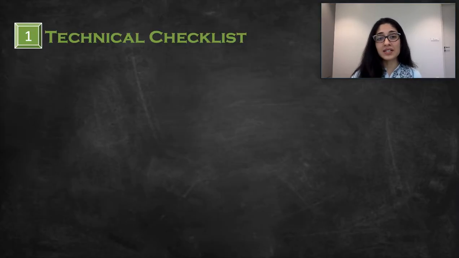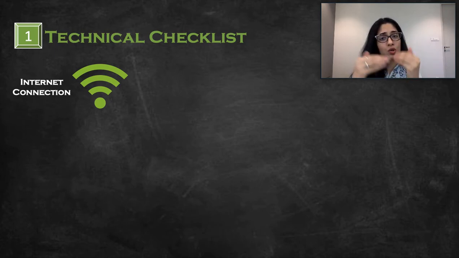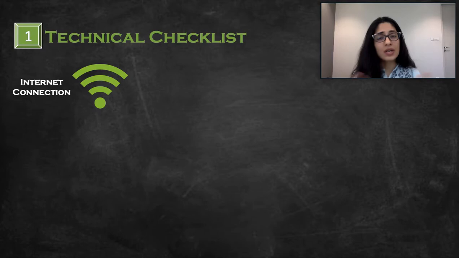Starting with the technical checklist. So what comes under this? First is your internet connection. Make sure your speed of internet connection is fast enough to have uninterrupted communication. There's a very easy way to check this. Just type "test your internet speed" on the Google browser and you will come across a lot of links or sites where you just need to click a button and you can check your current internet speed.